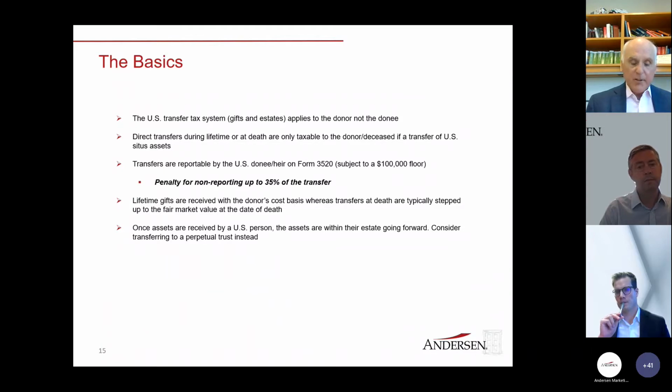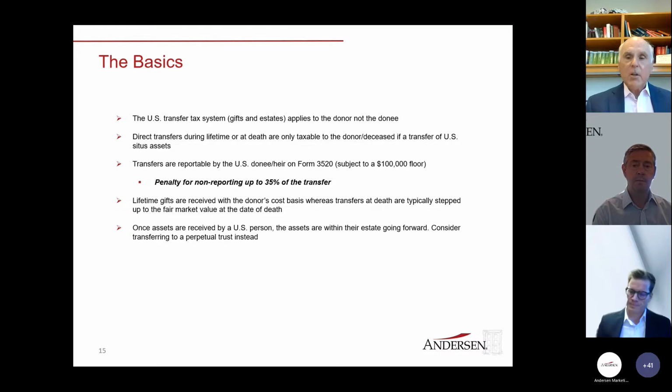U.S. person. And once the assets are gifted to a U.S. person, they are then owned by them, and now they're in what we call the estate and gift tax regime in the U.S., which is maybe okay if they're under $12 million, but if you made a humongous gift of foreign assets to a U.S. person, you might want to consider using a perpetual trust. And we'll talk about that as a way to avoid U.S. estate and gift taxes forever.